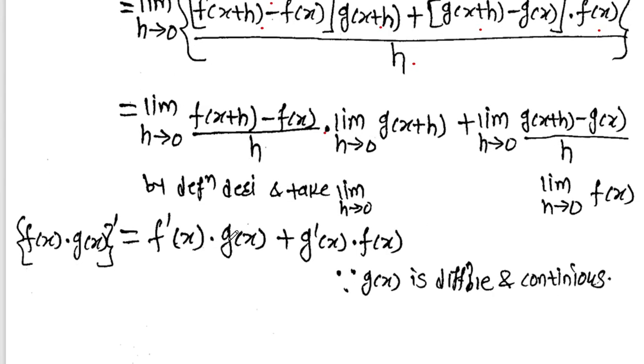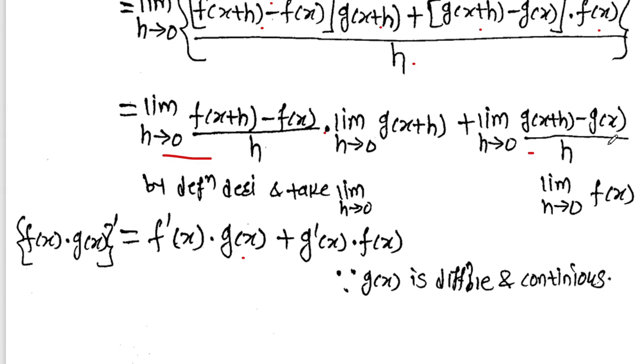So what is this? This is the definition of f dash of x and this is the definition of g dash of x. Using these definitions and taking limit h tends to 0, because g of x is a differentiable function and therefore also continuous, this term can be written as f dash of x and h replaced by 0. Wherever h is there, put 0, so you will simply get g of x.